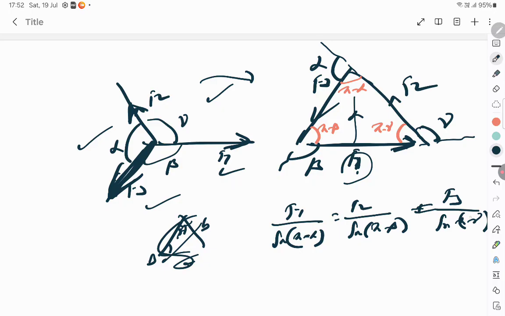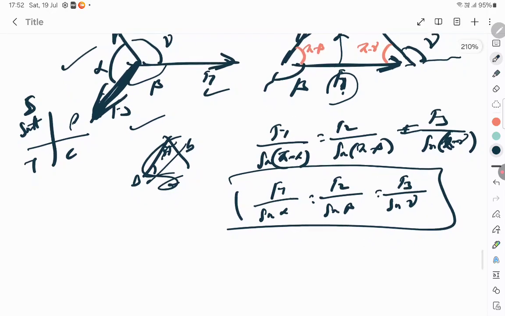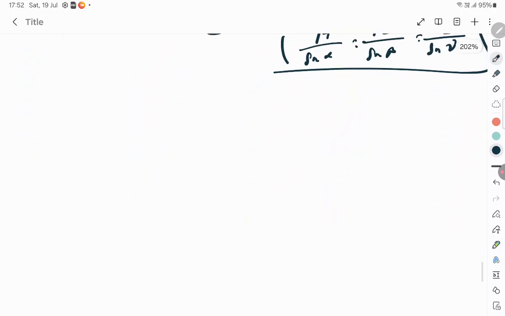And sine of pi minus, in mathematics you all know second quadrant, sine is only positive. All school taught your children, in the second quadrant sine is positive. So F1 by sine alpha is equal to F2 by sine beta is equal to F3 by sine gamma. And this is known as Lami's theorem. But I would never use it in any of my numericals.